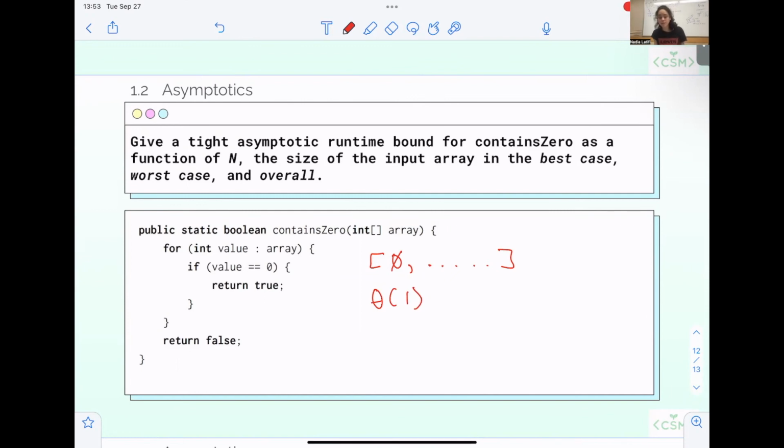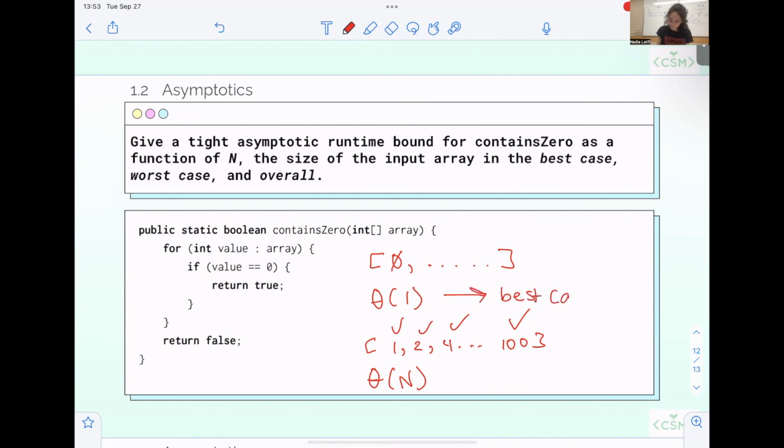Now, what's the worst case? Well, the worst case is when I don't have 0 in my array at all. And what does that mean? Well, that means that I have to go through everything, right? I have to check this guy, and then this guy, and then this guy, and then all the way up until this guy. So that means that I am going to have to deal with something that has theta of n time, okay? So this is our best case, and this is our worst case.